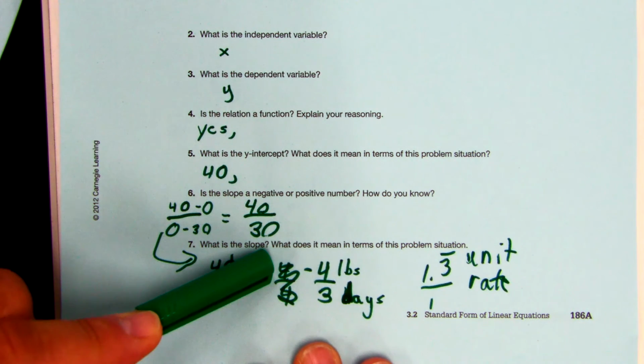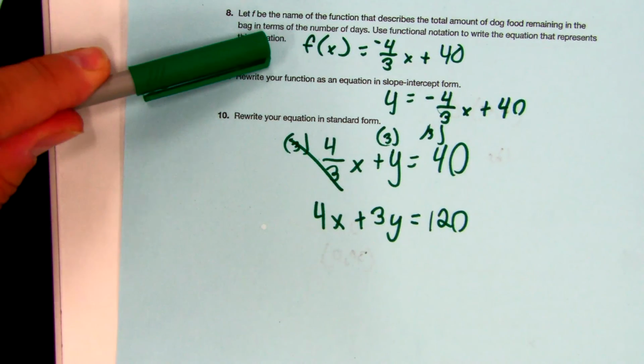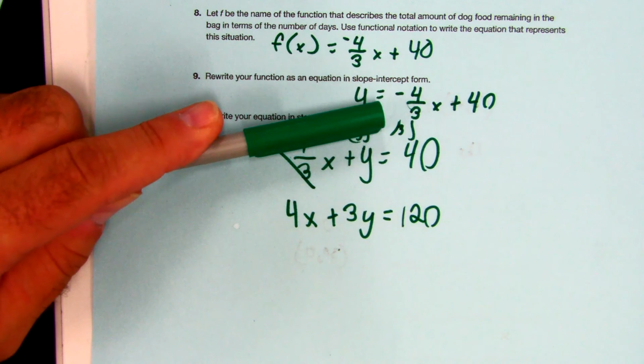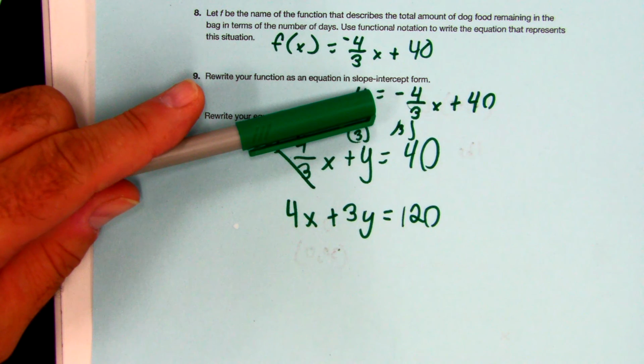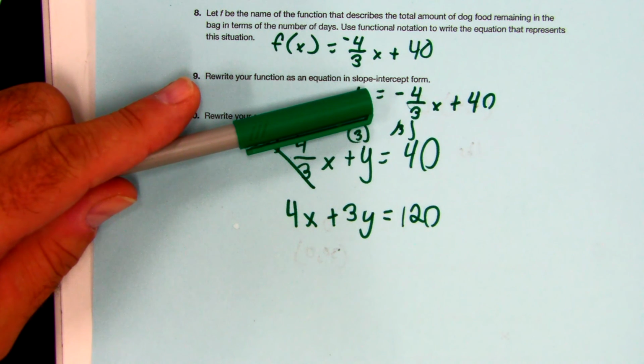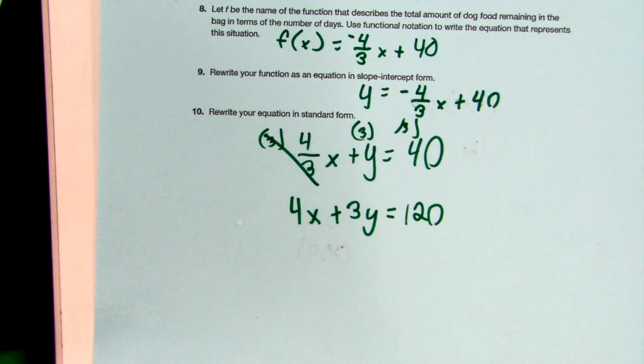Understanding that it's a decreasing slope. Being able to write it as a function. Being able to write it as slope-intercept. Being able to write it in slope-intercept form, and then being able to change slope-intercept form into standard form.